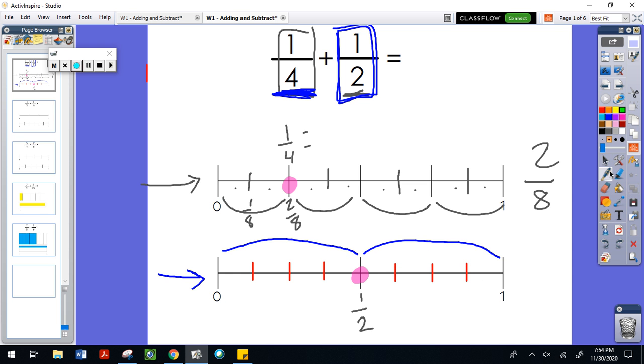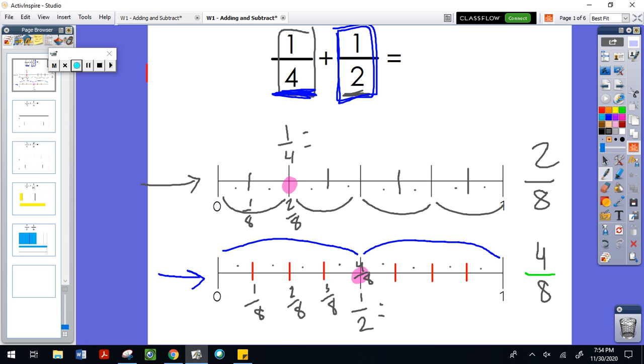Okay, now, if we did this right, we should have a common denominator. So if we look, we have 1, 2, 3, 4, 5, 6, 7, 8 pieces. All right, perfect. So now we have that common denominator of 8. So we're going to figure out what the fraction is that's equivalent to 1/2. Well, this is 1/8, this is 2/8, 3/8. So this would be 4/8. So that tells me that 4/8 is equivalent to 1/2.